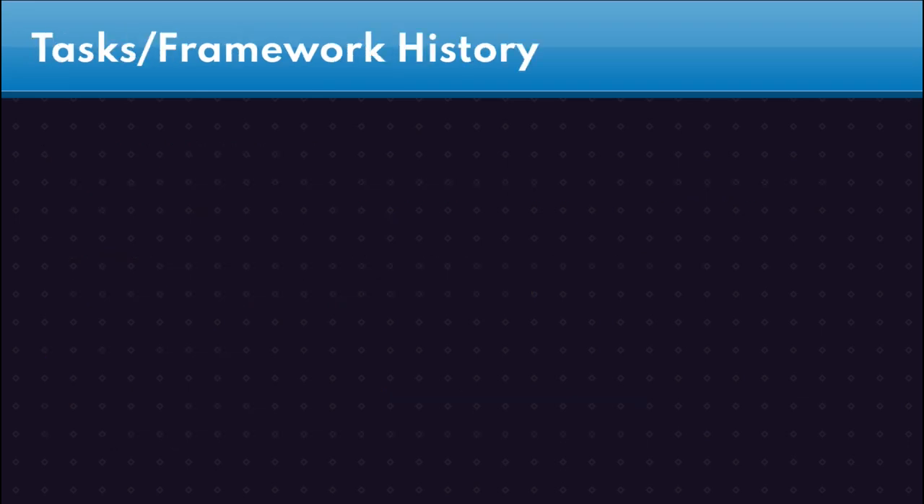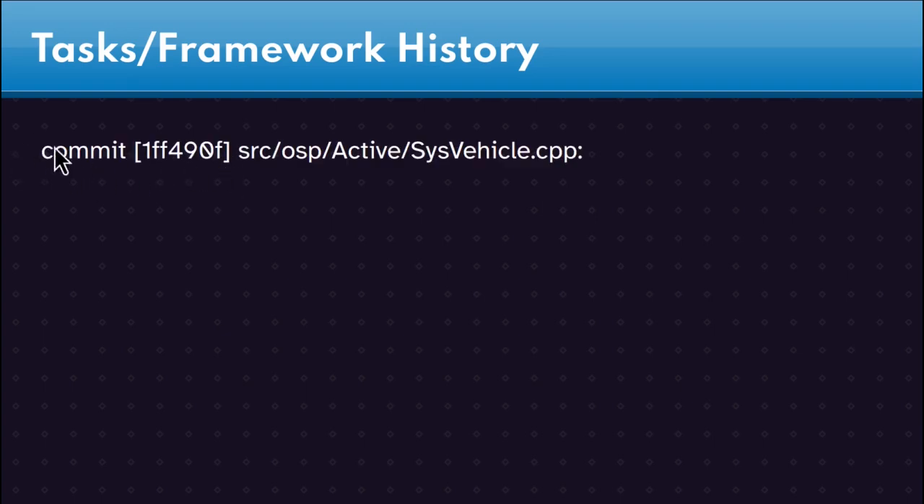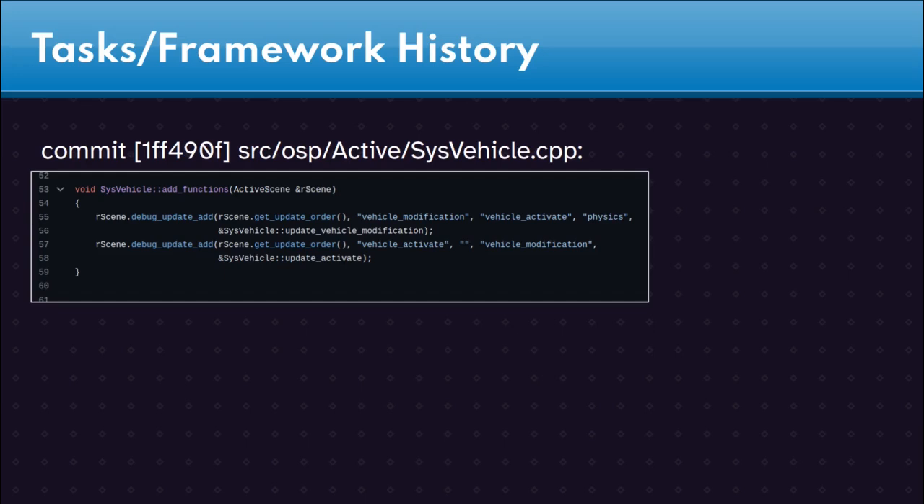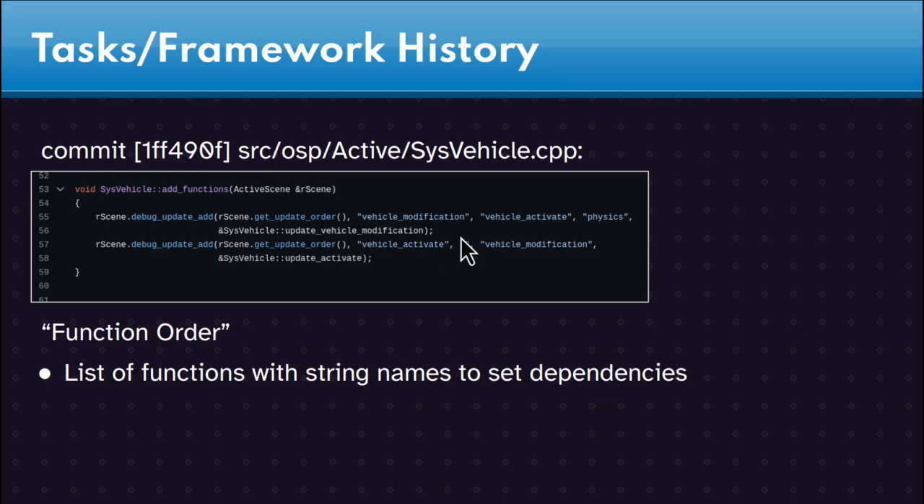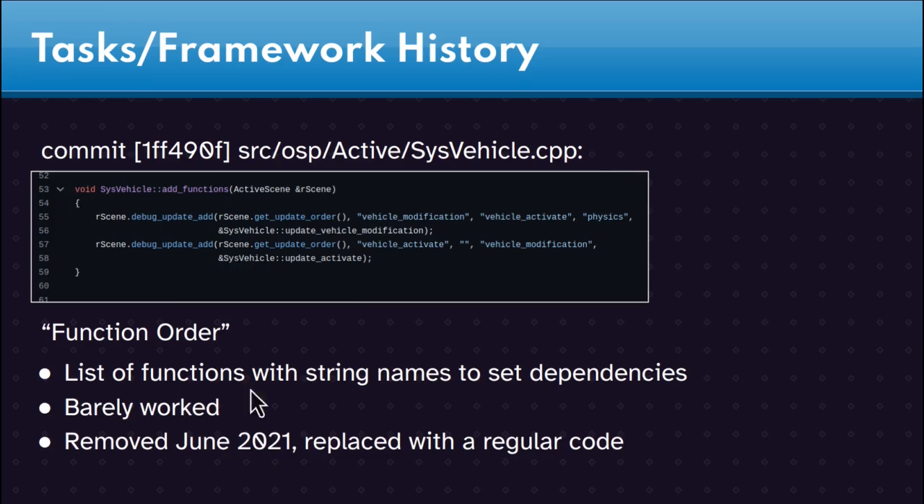And there was actually some history about the tasks and framework. I just think it's important to discuss some of the history of the tasks and framework system. So if you look at this old commit, probably from 2017 or something, on something called system vehicle, or the vehicle system, there was something here called function order previously, where it's just a list of functions with string names. So like, there's a function called update vehicle modification, and this has a string name, vehicle modification, and we have another function that would depend on vehicle modification, which would run after vehicle modification. This thing barely worked. So luckily it was removed back in 2021.